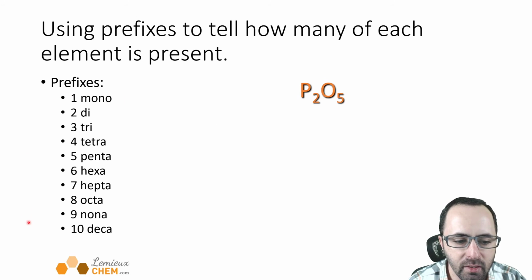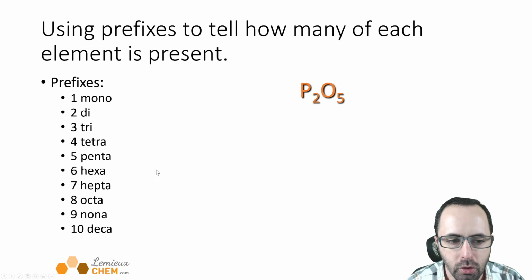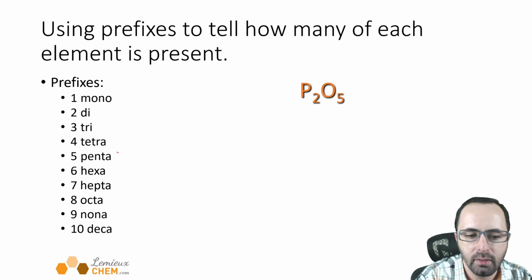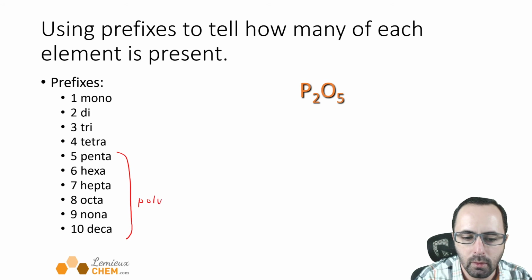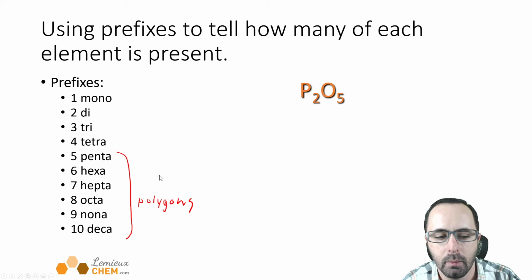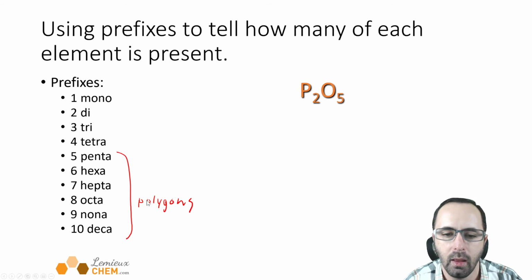We're going to use these prefixes here, which you should memorize, to indicate how many of each atom we have. Mono is for 1, di is for 2, tri is for 3, tetra for 4, penta for 5, hexa for 6, hepta for 7, octa for 8, nona for 9, deca for 10. From here to here, these follow the same as polygons. Like you've probably heard of the Pentagon, the 5-sided building where the military is, or the octagon where the MMA fighters fight. The first 4 are a little bit different, though.